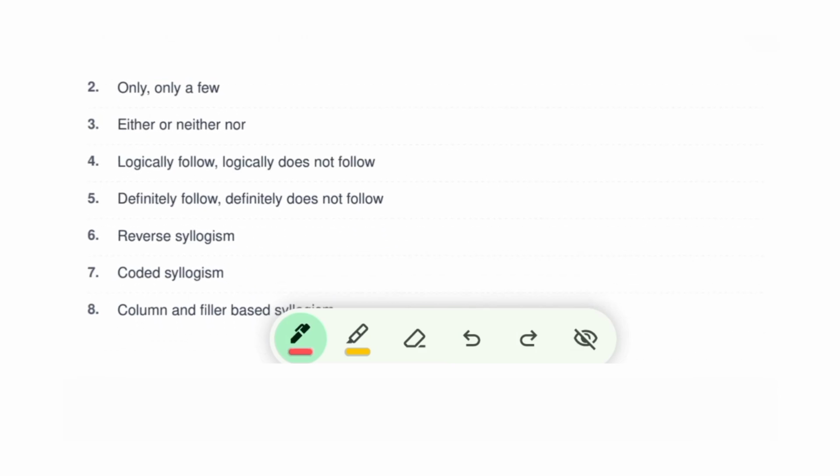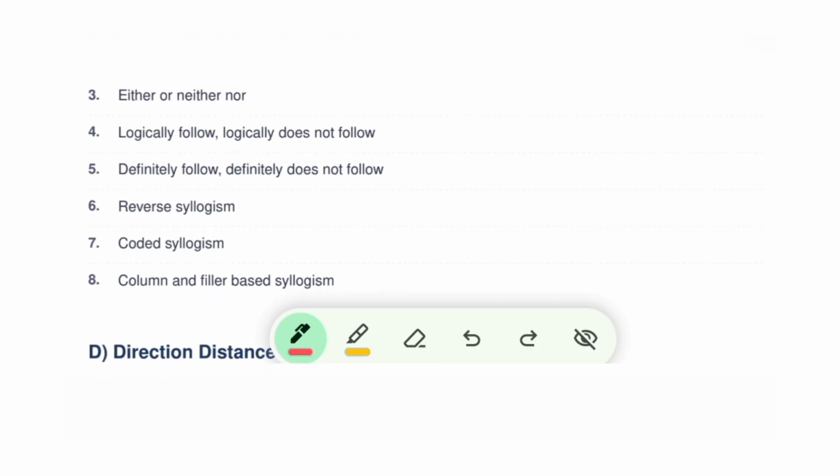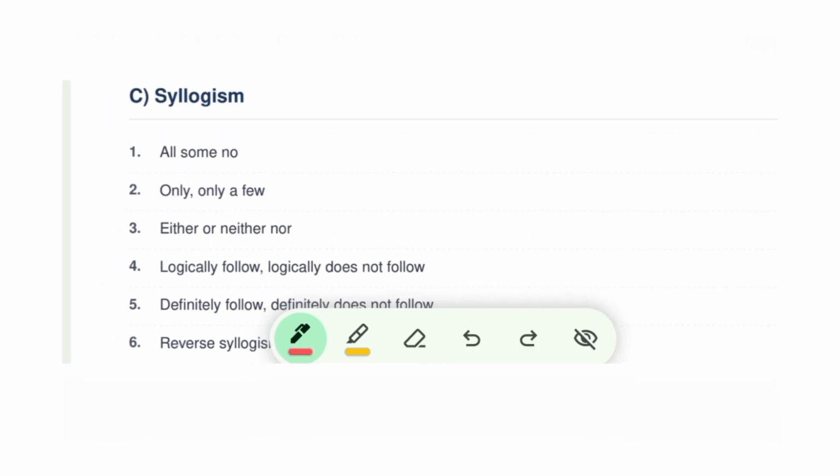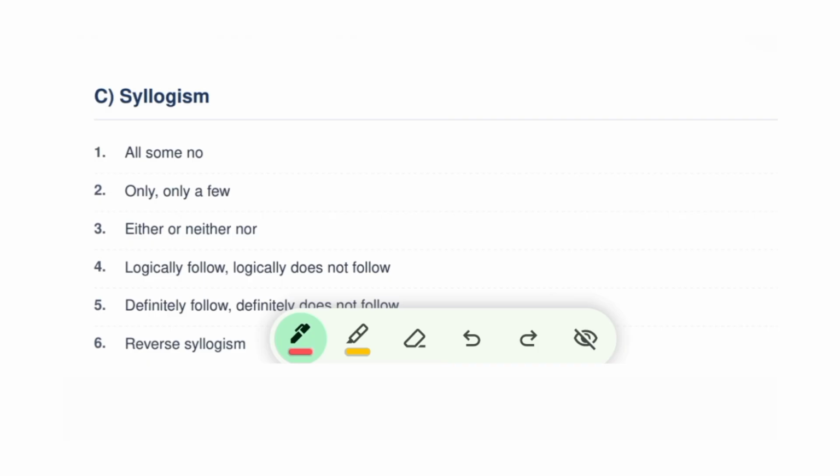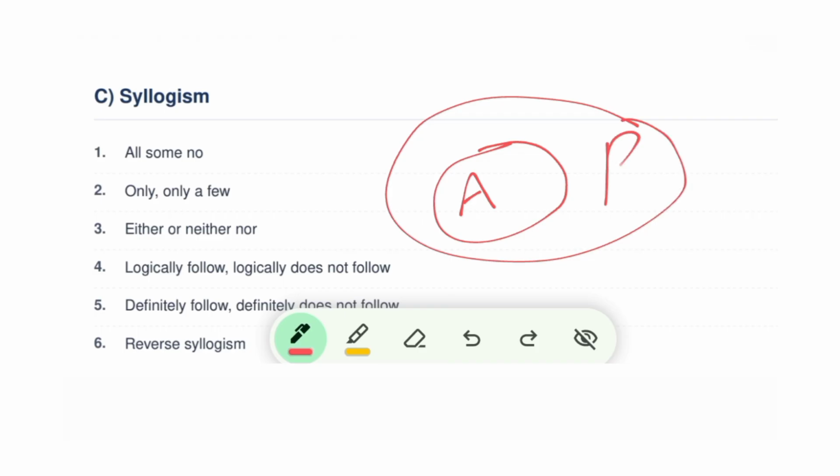These are all the subtopics I have mentioned here. There are eight subtopics. First is all, some, no. It's statement based, like all A or B, or some A or B, or no B or C. You have to draw this type of statement, and then you will conclude what is to be answered.